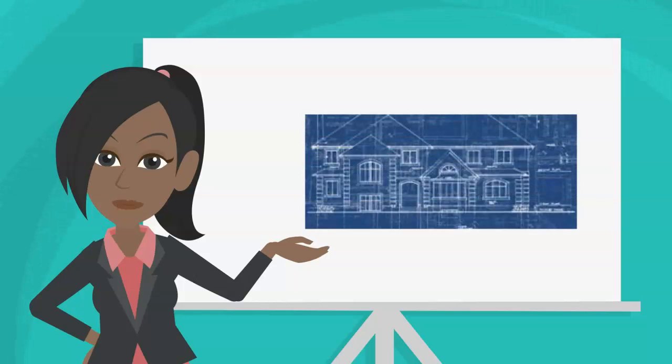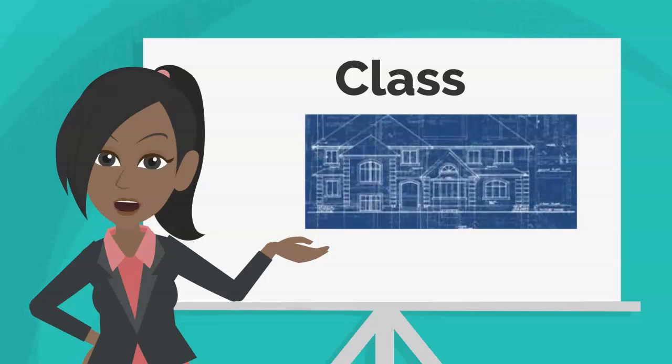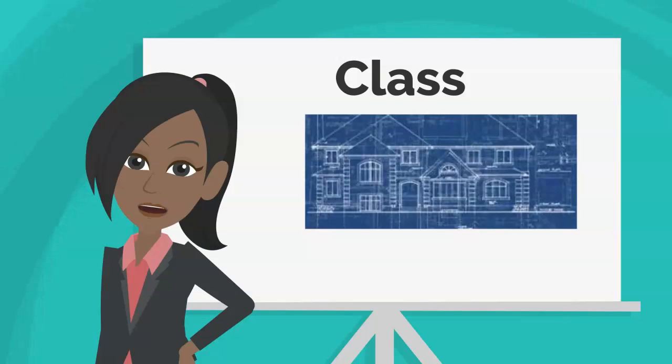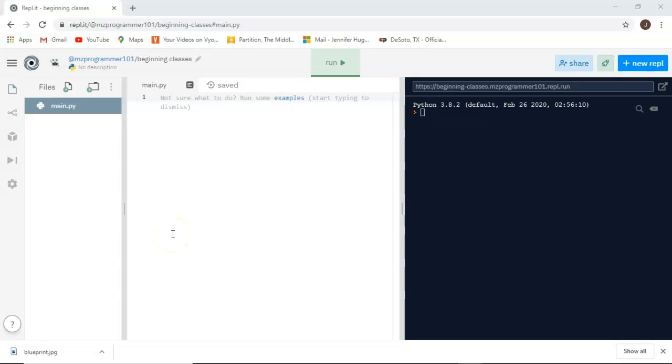These blueprints are known as classes. Almost anything can be modeled in Python using classes. Let's create a class named Avatar that will represent the users in a video game. I'm going to create a file named characters, and this is where I will store my class.